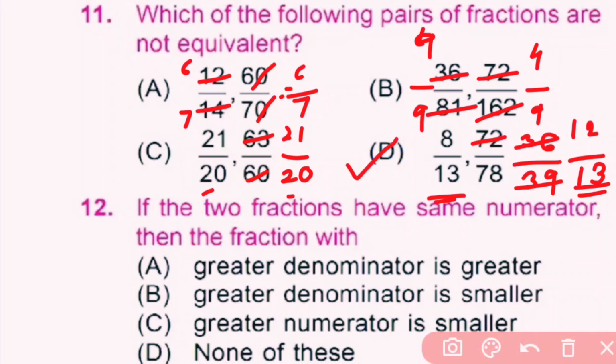Question number 12. If two fractions have the same numerator, we check the denominator. If the denominator is greater, that fraction will be smaller. So here option B is correct.